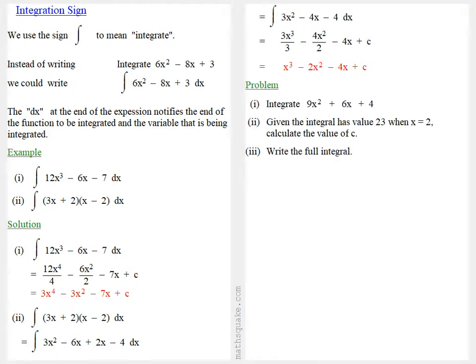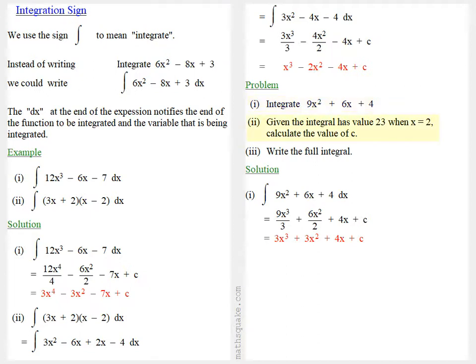Let's look at a problem. Integrate 9x squared plus 6x plus 4. Well, the 9x to the power 2 becomes 9x to the power 3 over 3, plus 6x to the power 1 becomes plus 6x to the power 2 over 2, and 4 becomes 4x plus c. So this simplifies to 3x cubed plus 3x squared plus 4x plus c.